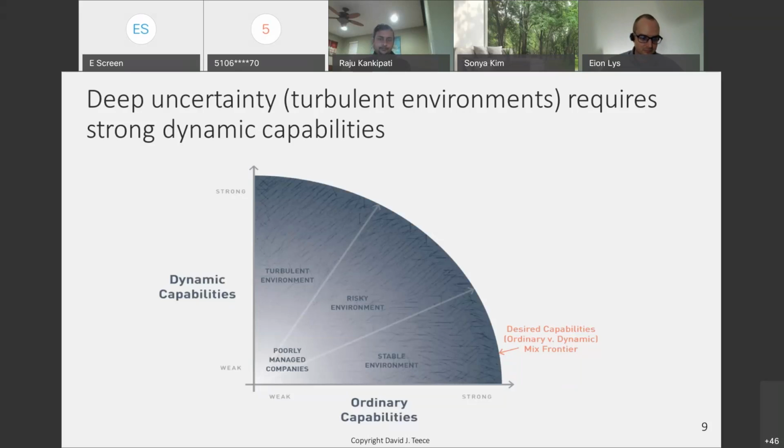But if you're in turbulent environments, and today, not just with innovation, but with globalization marching forward and backward and forward and backward at the same time, and with political disruption at the same time, I don't think there's a lot of disagreement that the better characterization of environments today is turbulent.